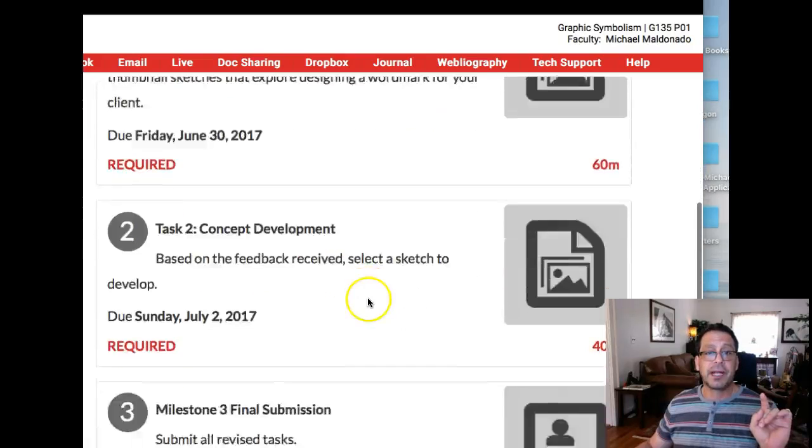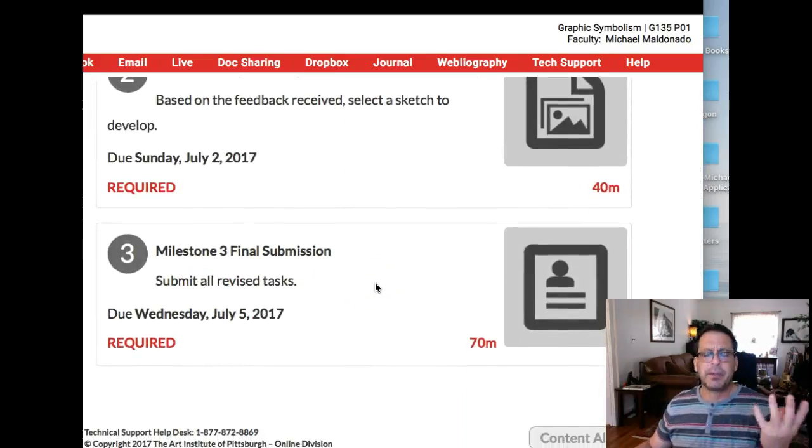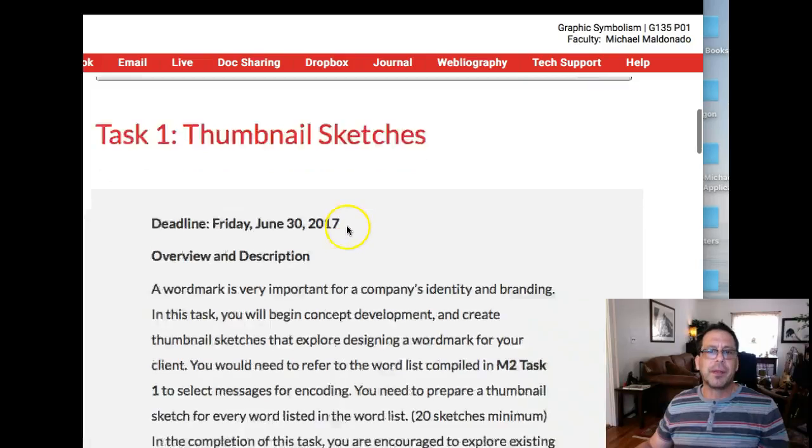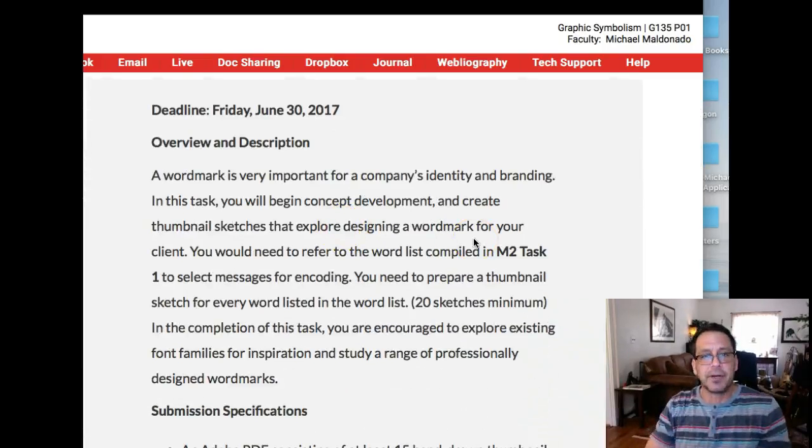Thumbnail sketches, concept development, milestone 3, final submission. Same thing we went through last week. Let's take a look at specifics, shall we? Milestone 3, task 1, thumbnail sketches. Okay, this is a little different, guys. We're going to create a word mark this time.